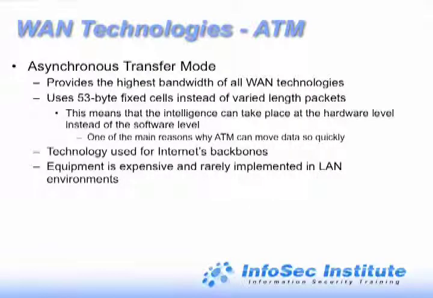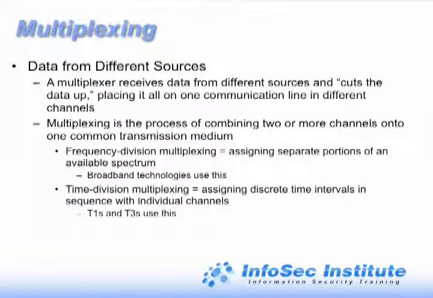ATM, the asynchronous transfer mode, basically provides a high bandwidth of the WAN technologies, uses 53-byte fixed cells instead of varied length packets. Technology used basically for the internet's backbone, and equipment is expensive and rarely implemented in LAN environments.